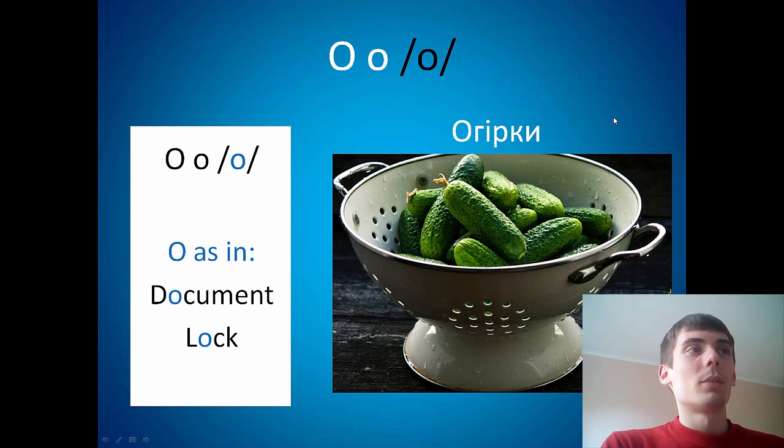Next letter, О. In Ukrainian, when you see this letter, it's О all the time, not like in English. We pronounce this letter as in English document, lock. And an example for you: огірки. Do you like cucumbers? If you do, you will find lots of cucumbers in the summer on Ukrainian markets and supermarkets as well. Огірки.